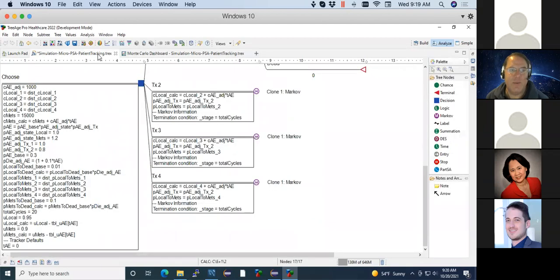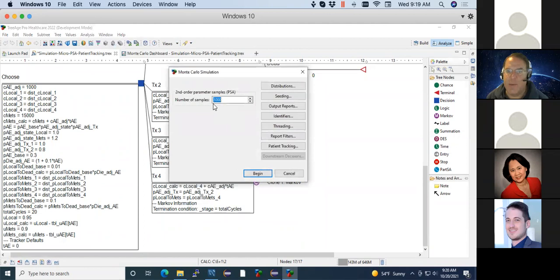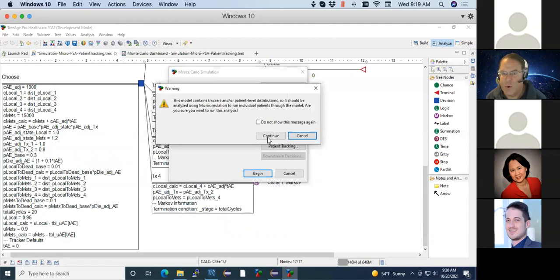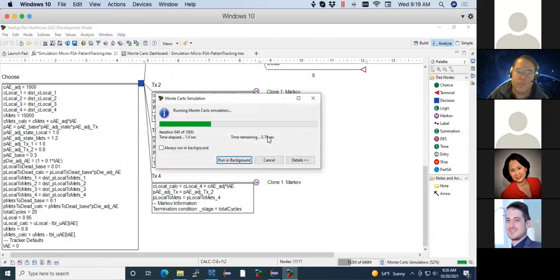Now, I know this is a patient simulation model, but just in the interest of time, I'm going to run PSA without patients. That's not correct, but I don't want us to have to wait 5 minutes for it to finish. So I'm going to run it as just a straight probabilistic sensitivity analysis. That's why I'm getting this warning, which I'm choosing to ignore.